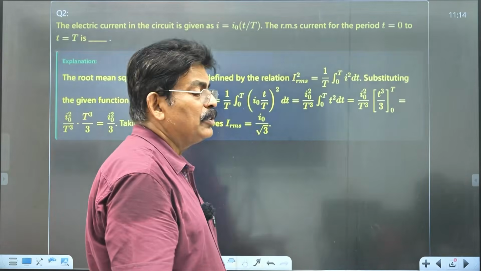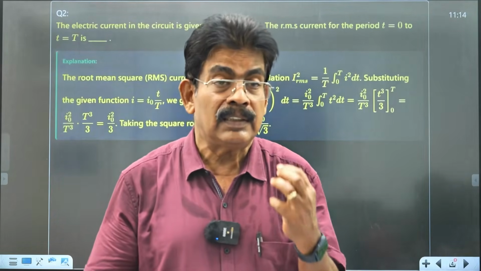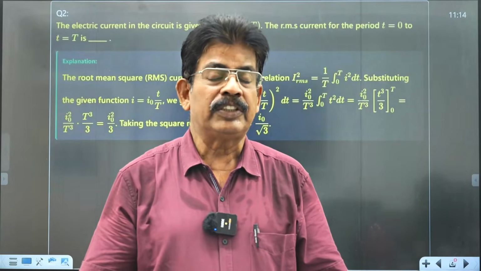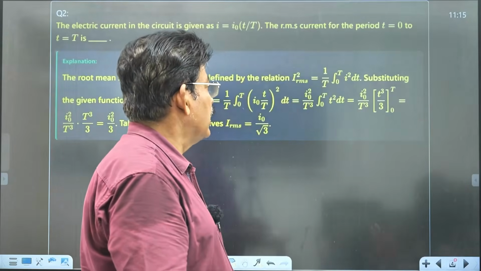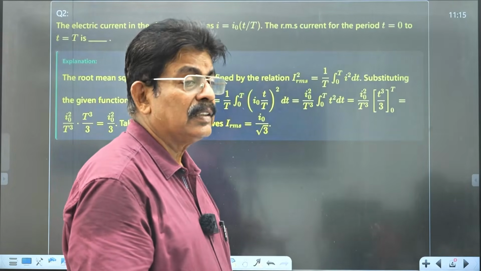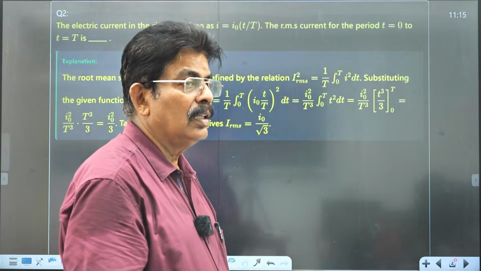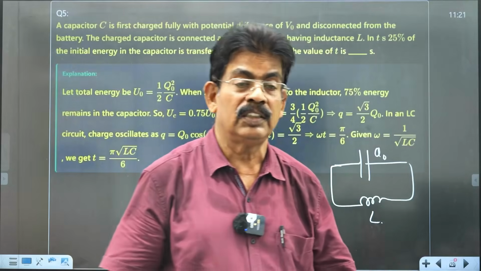We define RMS current like that. RMS current is that DC current which liberates the same heat in a given resistor as given by an alternating current or varying current. LC oscillations.